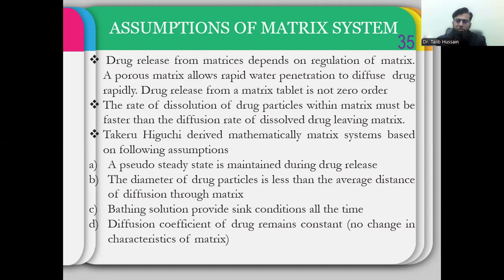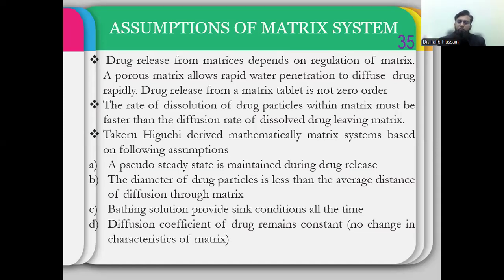It will be known as steady state. A steady state concentration could be maintained. If the area is changing, it will be a pseudo steady state level. So at least for our matrix, if it is releasing at a pseudo steady state, and a pseudo steady state is maintained during drug release, then this equation can be derived. If that pseudo steady state is not maintained or steady state cannot be generated, then this equation cannot be derived.